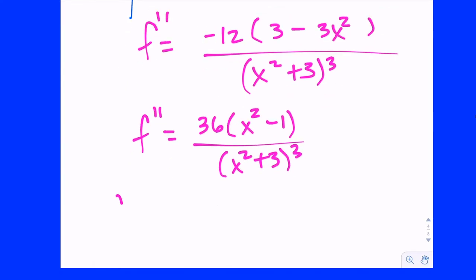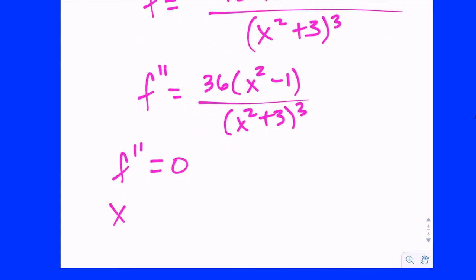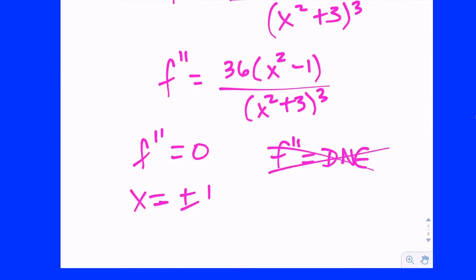All right, so here we go. F double prime equals 0 when the numerator is 0, which is when x equals what? Plus or minus 1. So that's about all the work you would need to show. F double prime equals 0, got it, know what you're doing. Looking at it, okay, sweet. Does F double prime ever equal DNE? Does the denominator ever equal 0? No. Okay, so there's none of those. So we only have 2 PIVs, possible inflection values.